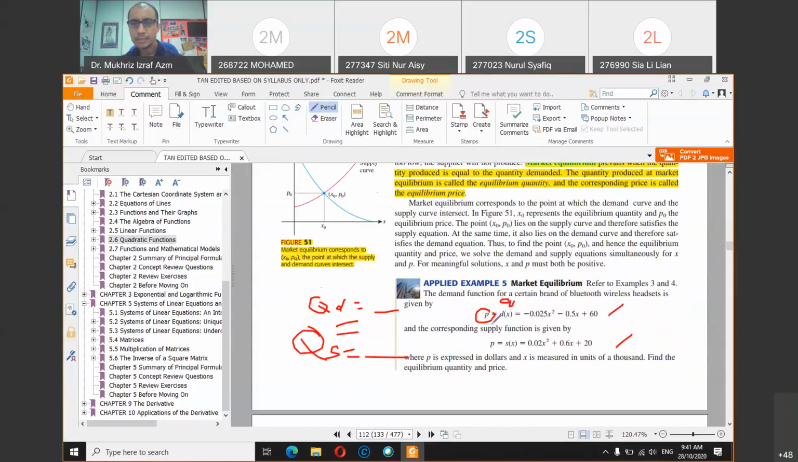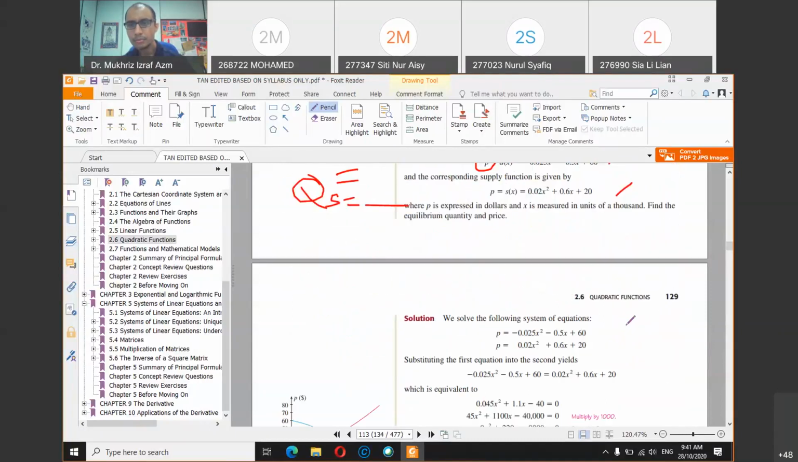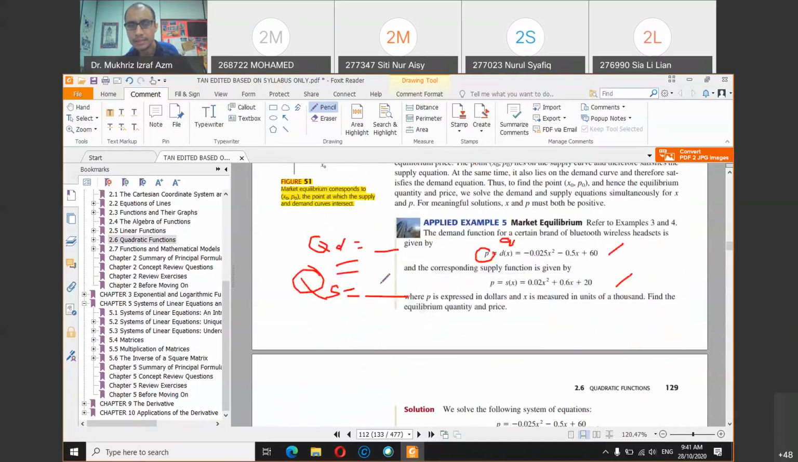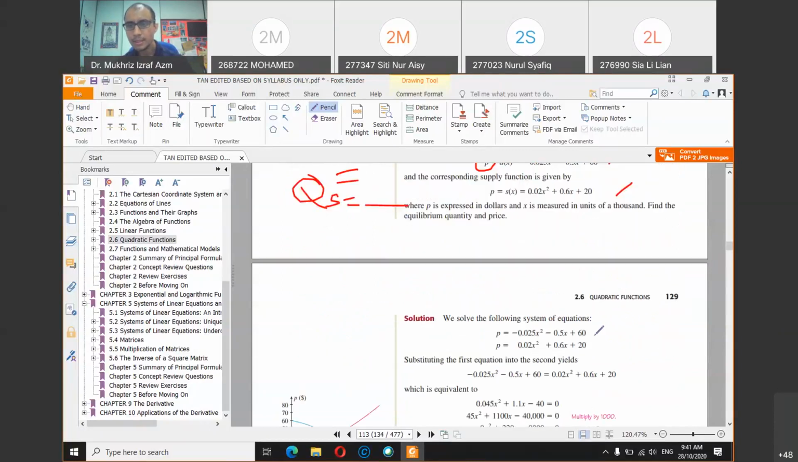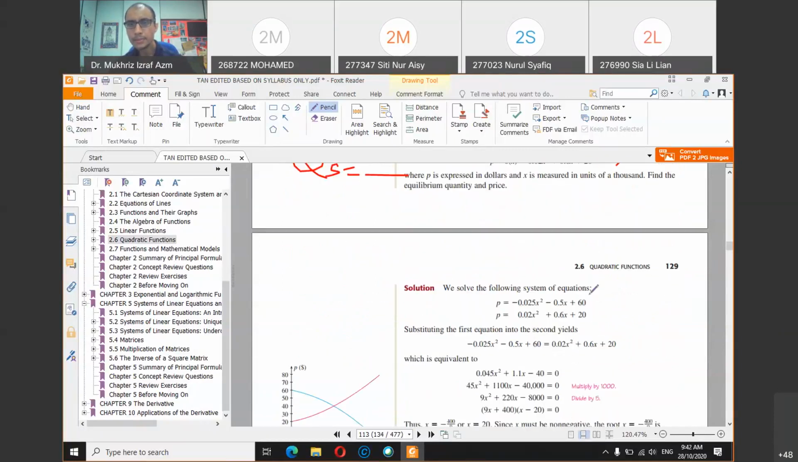Whatever it is, this is the demand function and this is the supply function. When you want to find the equilibrium quantity and price, what you basically do is equate the two. The demand function equals the supply function, or QD equals QS. But of course, this is not QD, this is P in terms of Q. So this is the price for the demand function, and this is the price for the supply function.